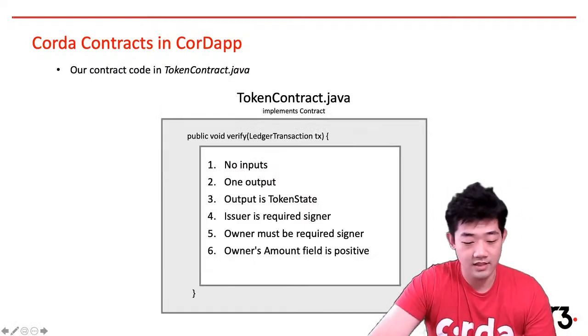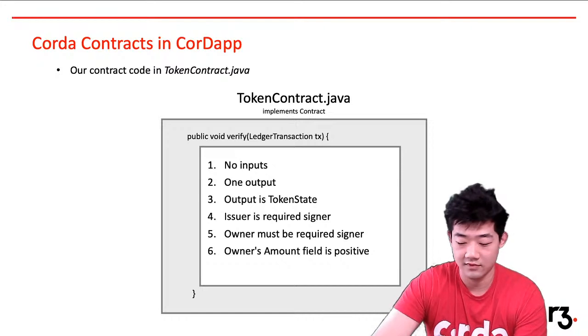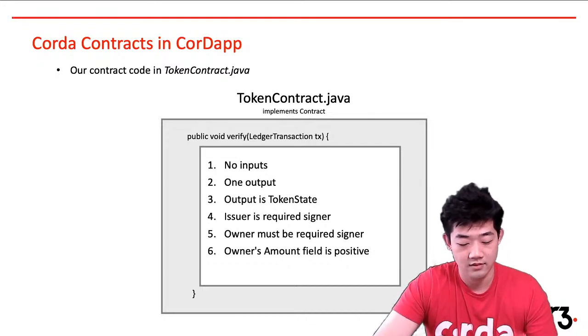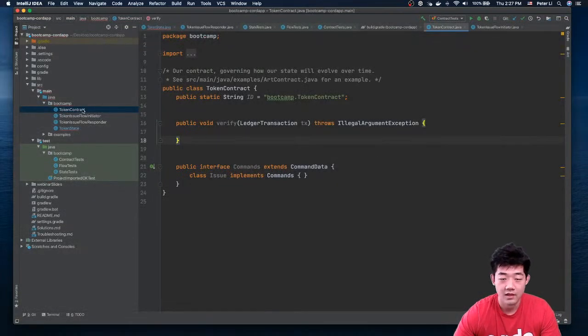Cool. Let's begin the implementation. I'm gonna switch to my code again, and then bam. Cool. So with the token contract, let me explain what we have here.